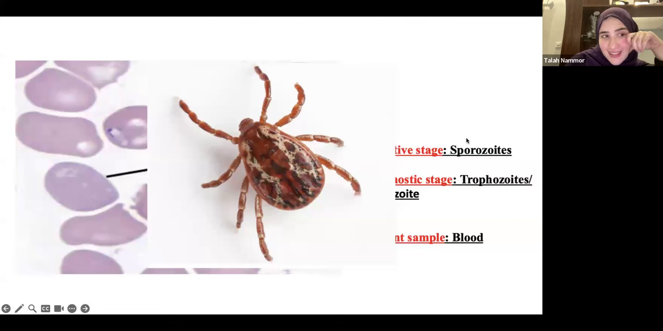No, the tsetse fly. The cruzi, tsetse fly, and no wait. T. cruzi is caused by the reduvid bug. T. brucei is caused by the tsetse. Okay?